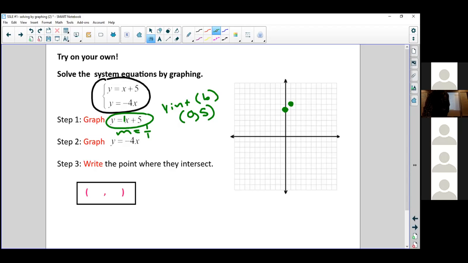2 points will define us a line. 2 points do a straight line.